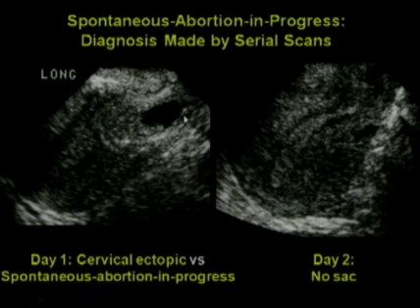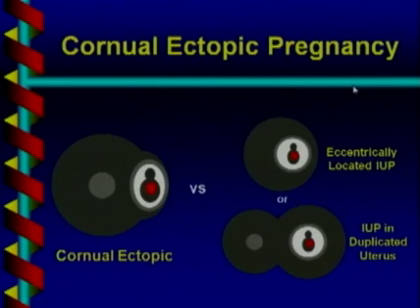And here's one where we weren't completely sure. This woman was having pain and bleeding, nothing in the body of the uterus on this transvaginal scan. Here in the cervix is a gestational sac. We weren't quite sure whether it was a pregnancy implanted here or passing through it. Spontaneous abortion in progress, so we said, let's scan again tomorrow. She was stable. The next day it was all gone. So this was a spontaneous abortion in progress that had cleared out.